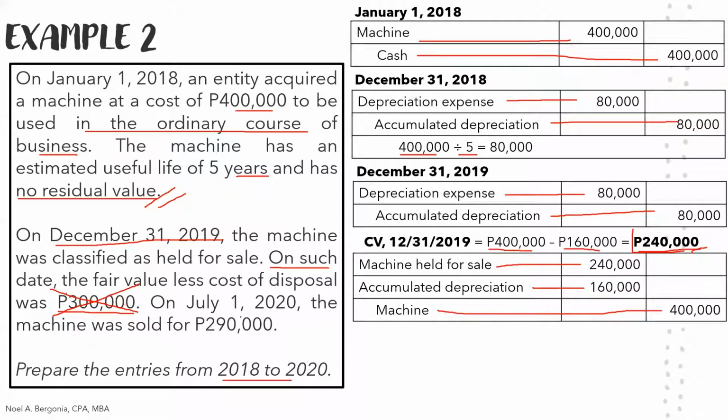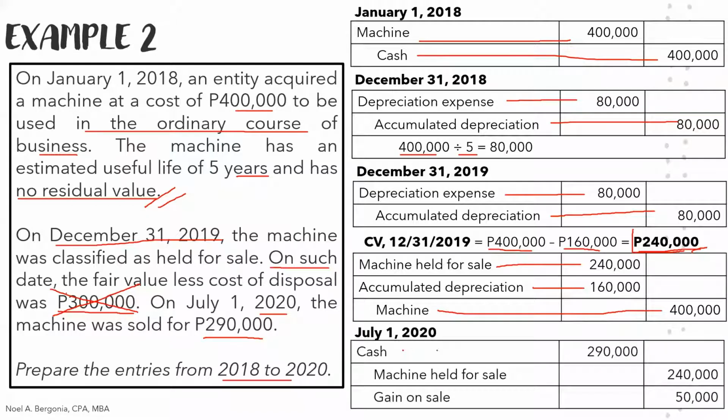Then on July 1, 2020, which is almost 6 months after the date of classification, we have already disposed the asset at 290,000. So our entry on July 1, 2020 is debit cash, 290,000, then credit the machine held for sale, 240,000. That is our carrying value earlier, on the date of reclassification. And then we have a gain on sale of 50,000.